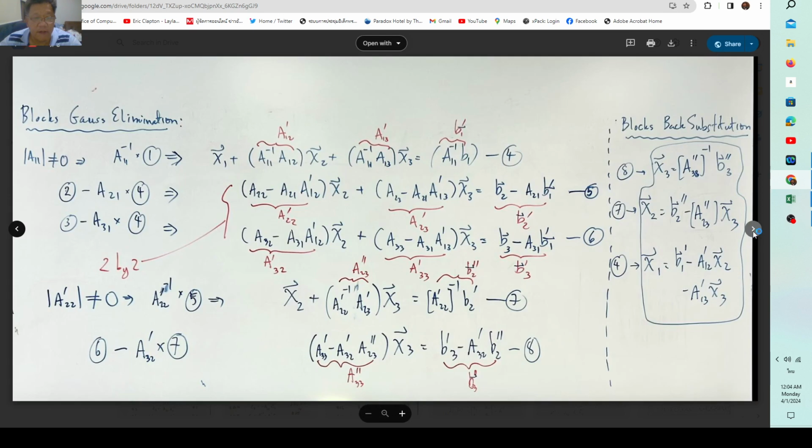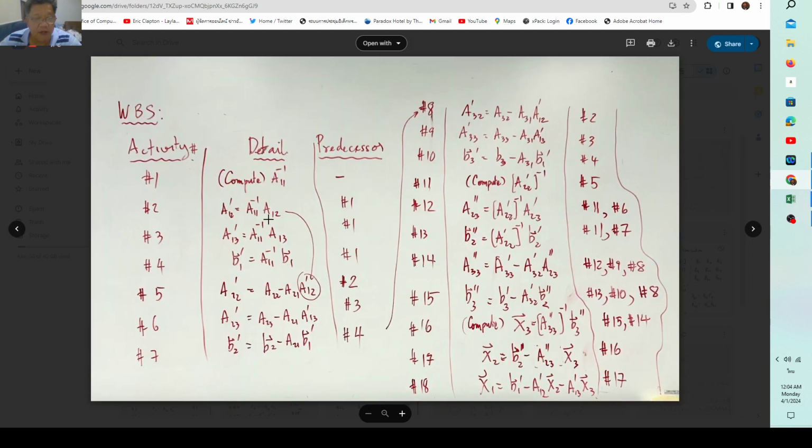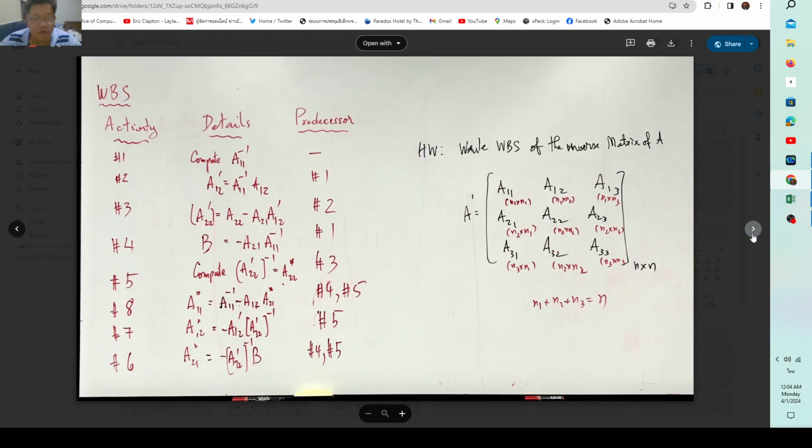and we have developed deriving the block Gauss elimination and block back substitution, and then broke it down to here. And also we left the homework to write the work breakdown structure if you want to find the inverse of the matrix of A.